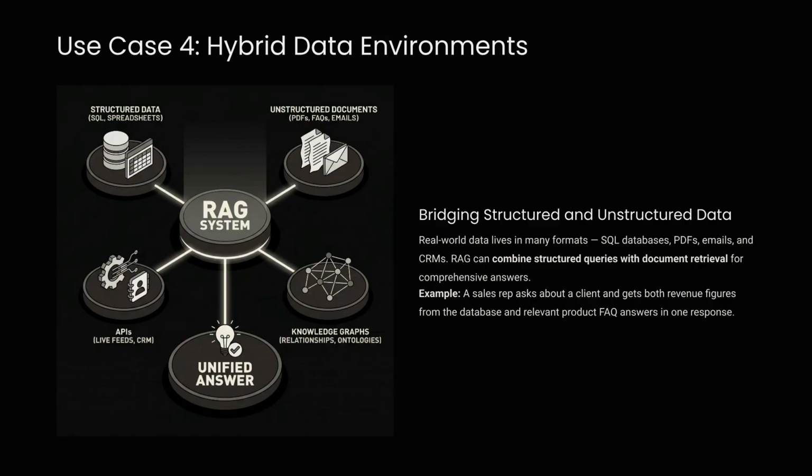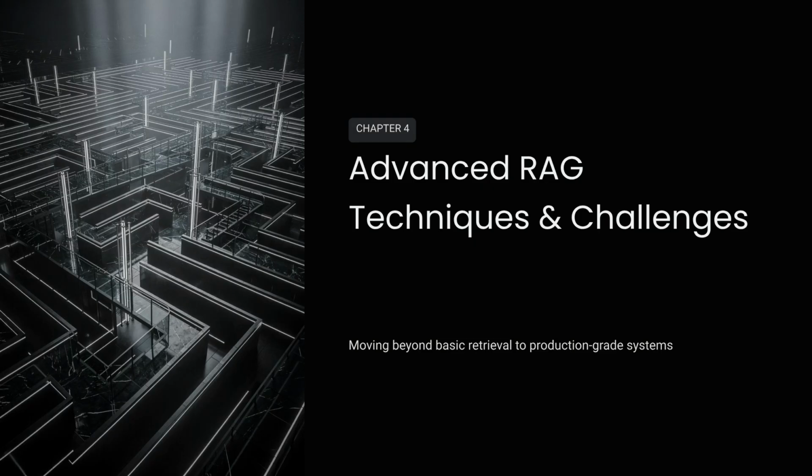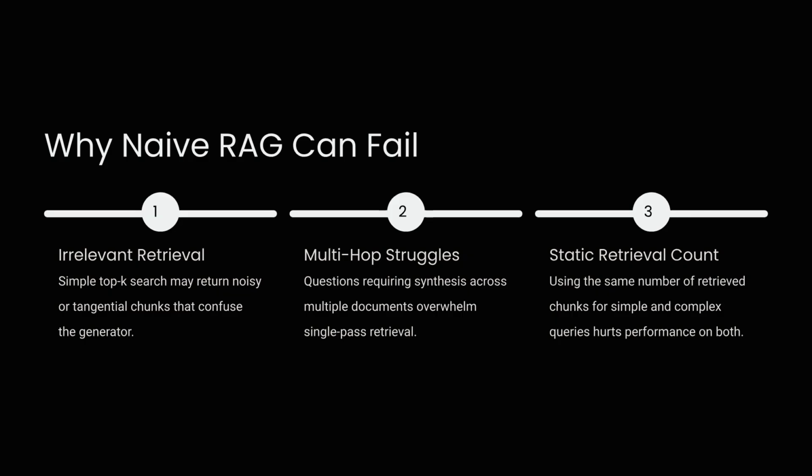Chapter 4 moves into advanced RAG techniques and challenges, focusing on building production-grade systems beyond basic retrieval. Naive RAG can fail due to 3 issues. Irrelevant retrieval, where noisy chunks confuse the generator. Multi-hop struggles, where complex synthesis overwhelms simple retrieval. And static retrieval counts, which hurt performance for varied query complexity.